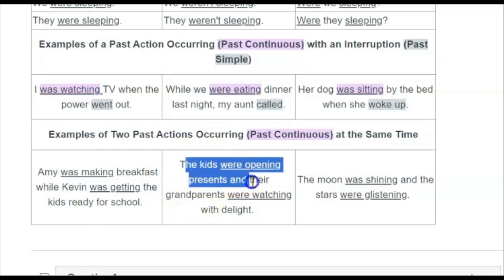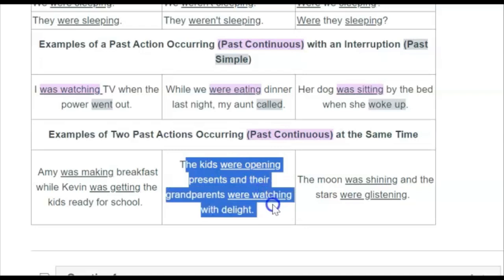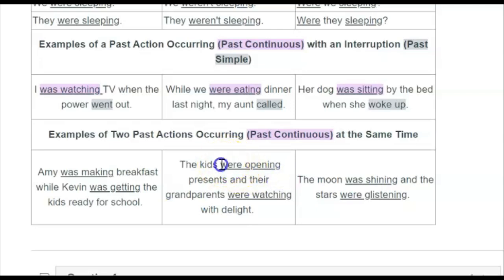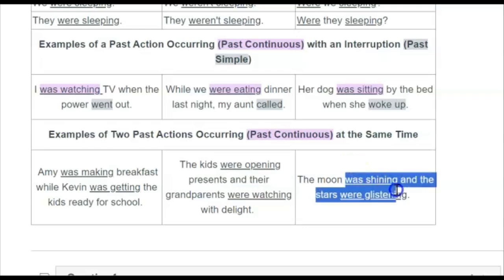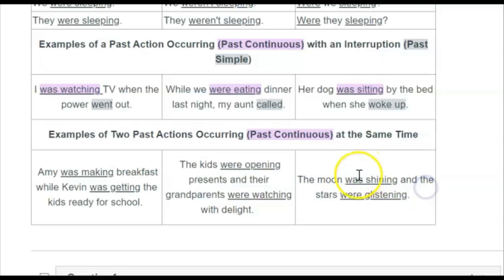The kids were opening presents and their grandparents were watching with delight. Two past continuous actions happening at the same time: were opening and were watching. And the moon was shining and the stars were glistening. Was shining and were glistening are both past continuous.